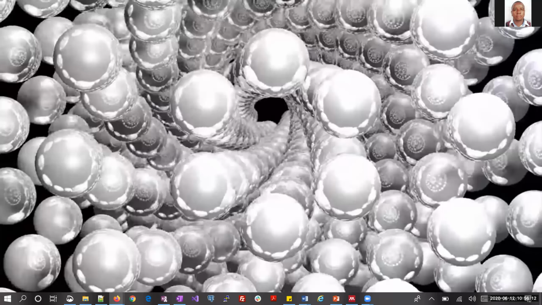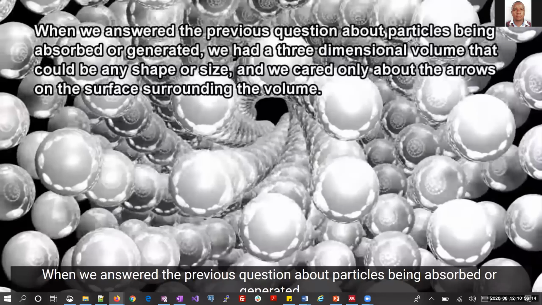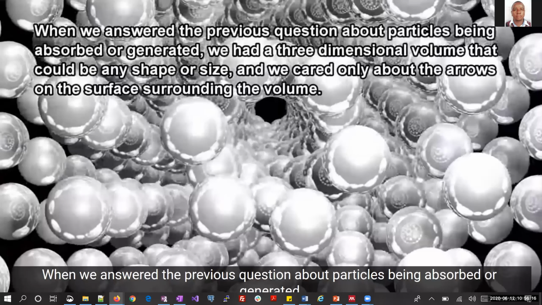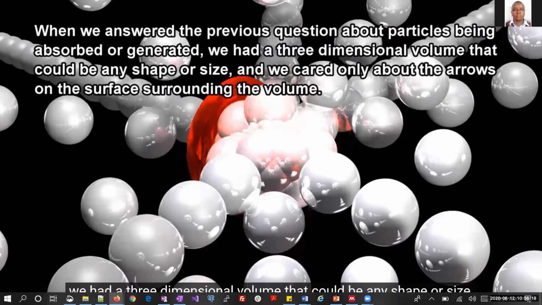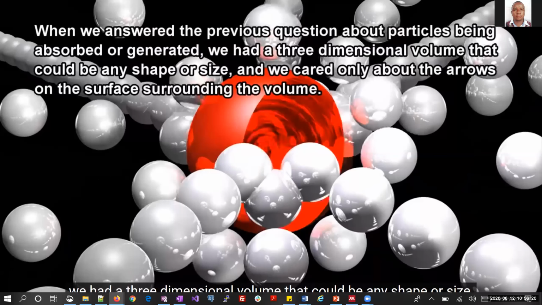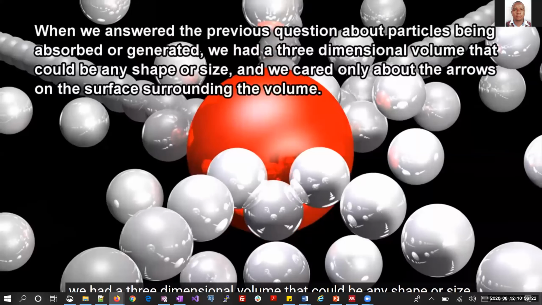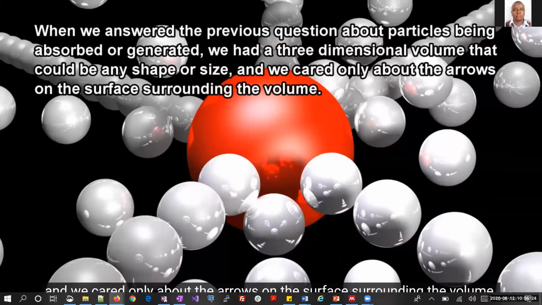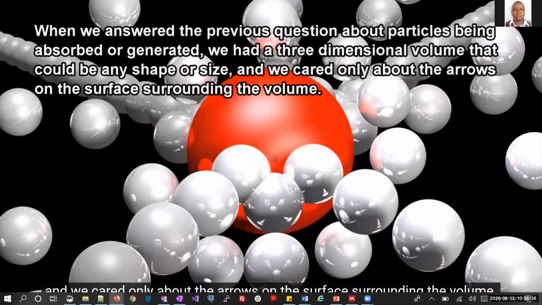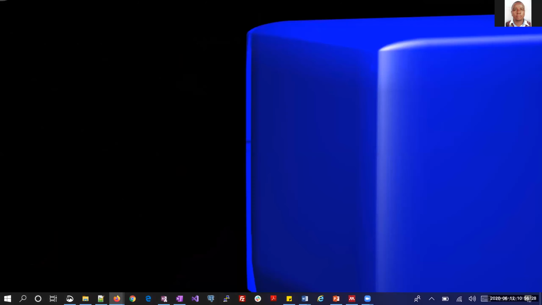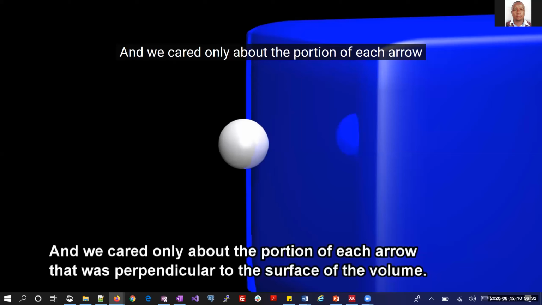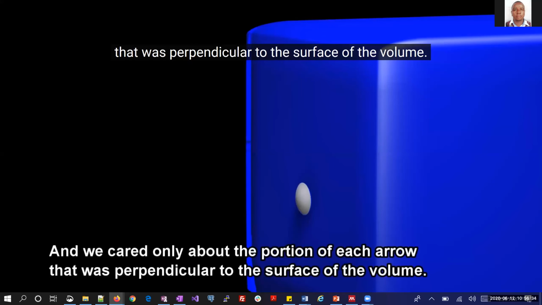When we answered the previous question about particles being absorbed or generated, we had a three-dimensional volume that could be any shape or size, and we cared only about the arrows on the surface surrounding the volume. And we cared only about the portion of each arrow that was perpendicular to the surface of the volume.